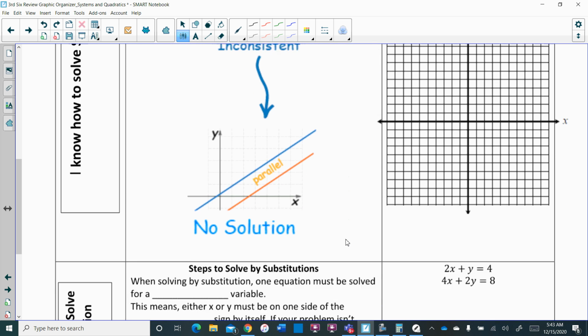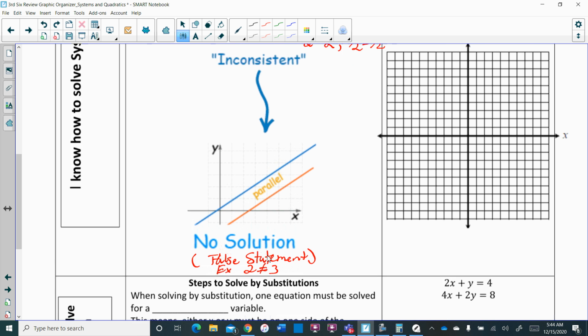Now, when I'm looking at an inconsistent, this is when we have parallel lines. This would be no solution. And this is when we would have a false statement. I'm going to have to fix this tablet because the font is coming off a little crazy. So, for example, I can't have 2 equal 3. That's false. So if I came with the result like this, it would be a false statement.